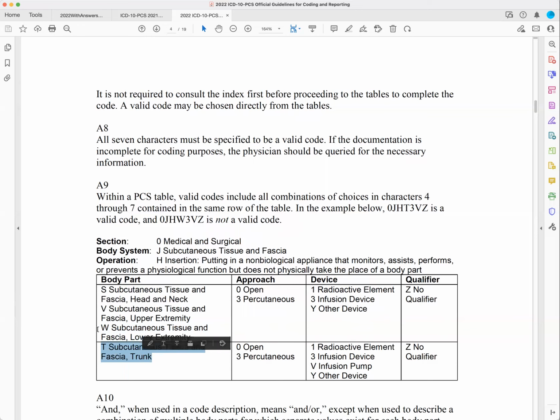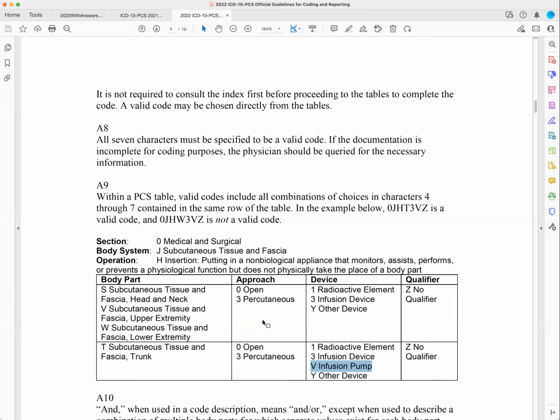There's no W, subcutaneous tissue and fascia of the lower extremity. There's no W down here. So if we really needed infusion pump, then maybe we don't have the right body part. Stay in the same row. Your code has to come from one row in the table only.